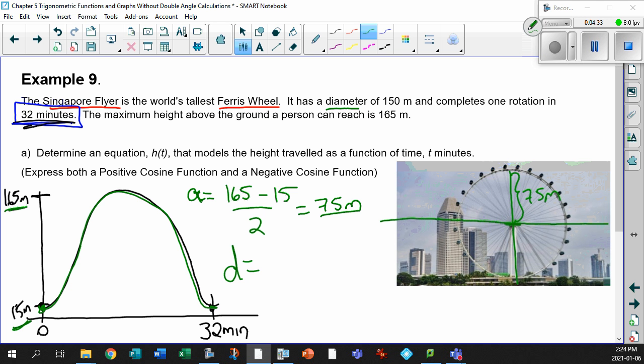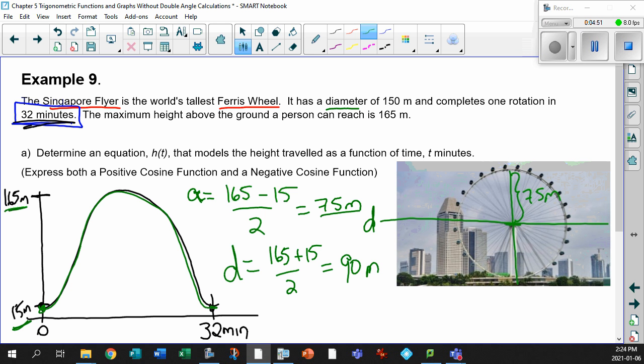Well, you got the numbers. Well, 165 plus 15 over 2. 165 plus 15 is 180, over 2 works out to be 90 meters. There's your D value at 90 meters. Wow, that's so far so good, right? Yeah, it's actually pretty easy.